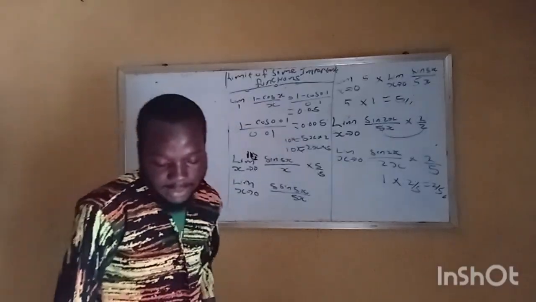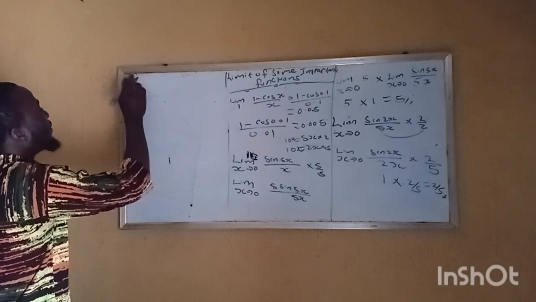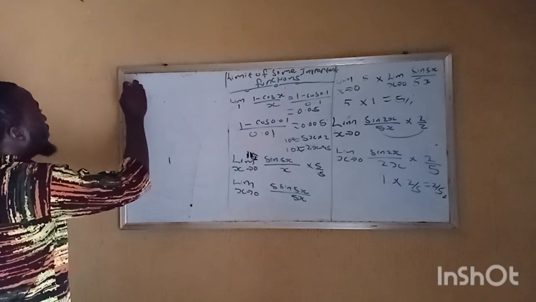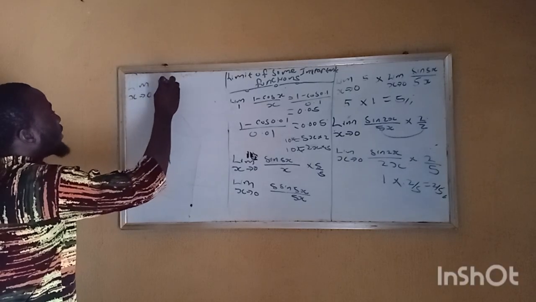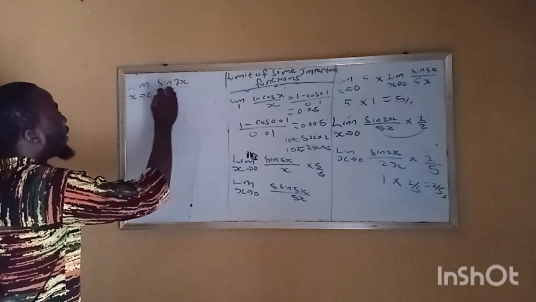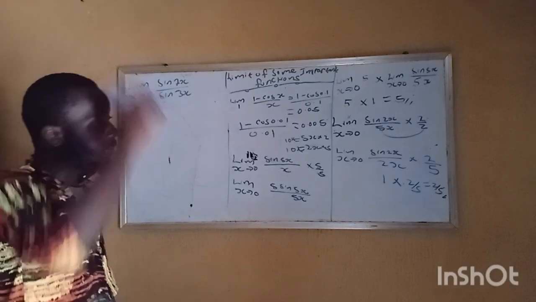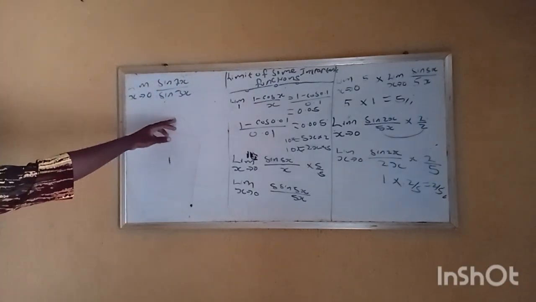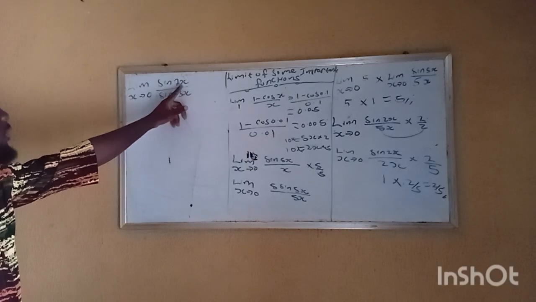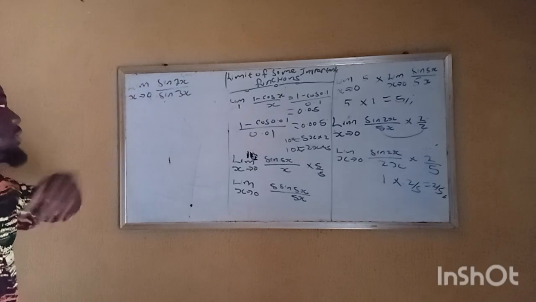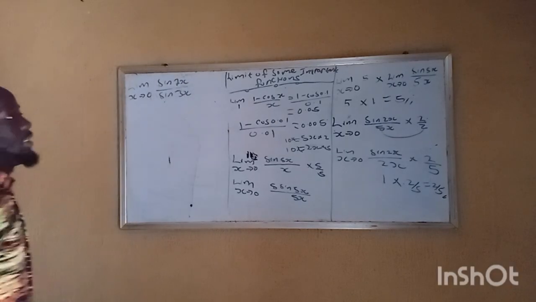Limit of x tends to 0 of sine 7x over sine 3x. Wow, this is quite funny, but we're having sine both here and here. So our answer will still be the coefficient of x, 7, over the coefficient of x, 3: 7 over 3. Let's see if our answer will still remain the same.